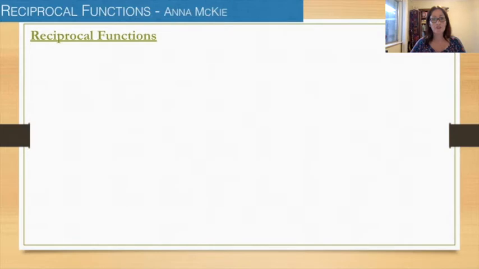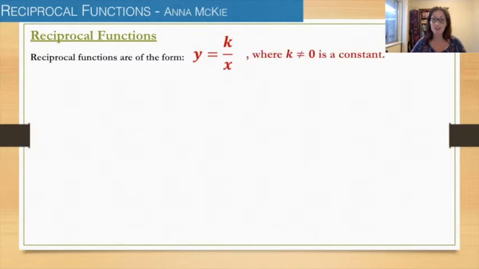And it carries on from the work that we've been doing on direct proportion, those types of functions and graphs. So, reciprocal functions are of the form where y is equal to k divided by x, where k is not equal to 0 and is a constant. So what would the graphs of these look like? They are also referred to as a rectangular hyperbola.